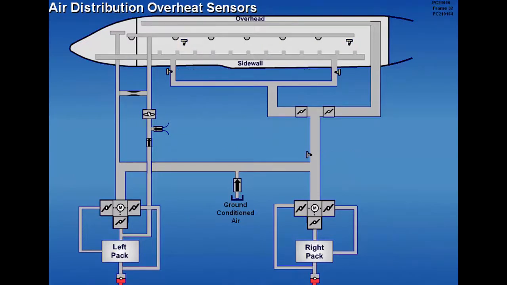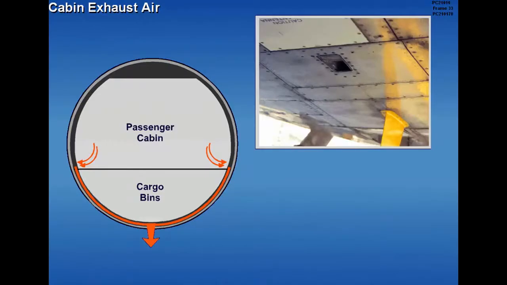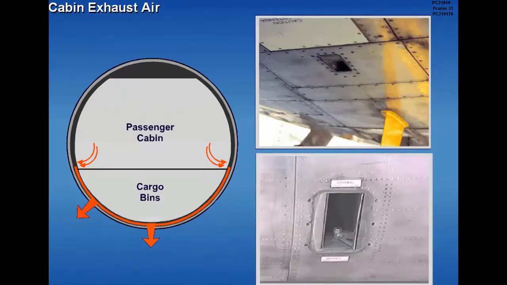Overheat protection sensors monitor the air conditioning distribution system for excessive temperatures. They include duct temperature limit sensors, duct overheat sensors, pack trip-off sensors, and supply overheat sensors. Conditioned air leaves the passenger cabin through floor-level exhaust vents and flows around the forward and aft cargo compartments. It then exhausts overboard through a cargo heat and pressurization outflow valves.